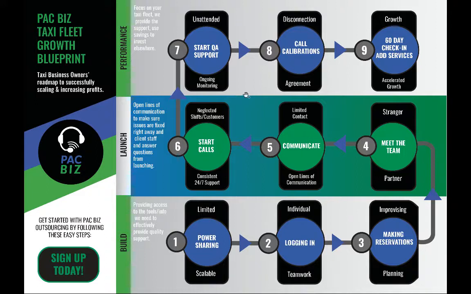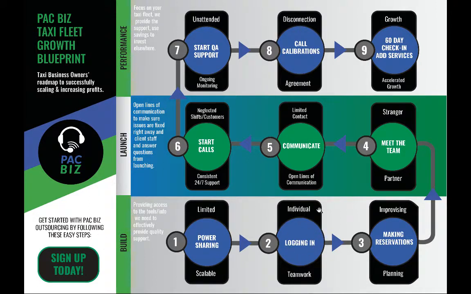So first up, we're going to start down here at the building phase, and we're going to go through three different phases: building, the launch phase, and then the performance phase afterwards. So in the build phase, we're going to start getting training materials from you, start learning about what it is that we need to do to support your taxi customers and to answer their questions on the phone, just like we're right there in your own city.